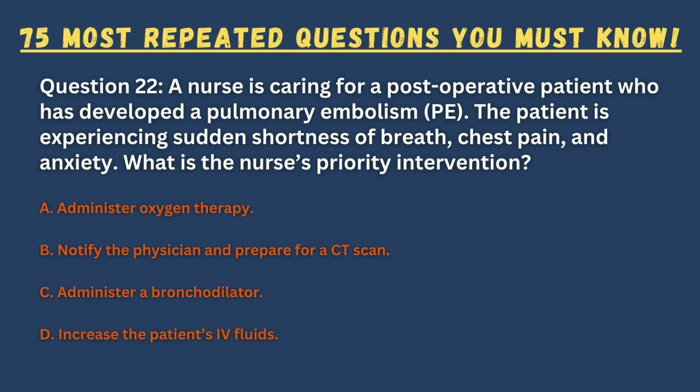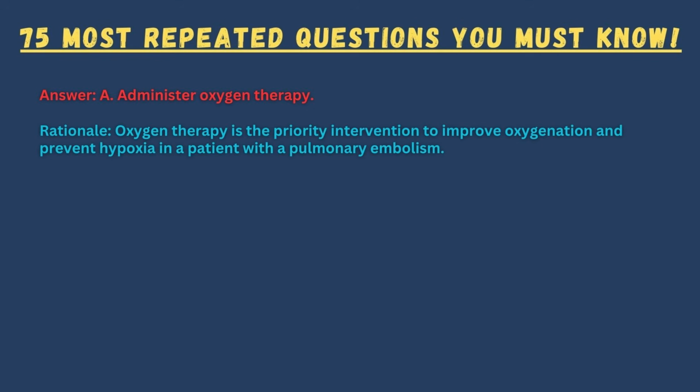A. Administer oxygen therapy. B. Notify the physician and prepare for a CT scan. C. Administer a bronchodilator. D. Increase the patient's IV fluids. Answer: A. Administer oxygen therapy. Rationale: oxygen therapy is the priority intervention to improve oxygenation and prevent hypoxia in a patient with a pulmonary embolism.